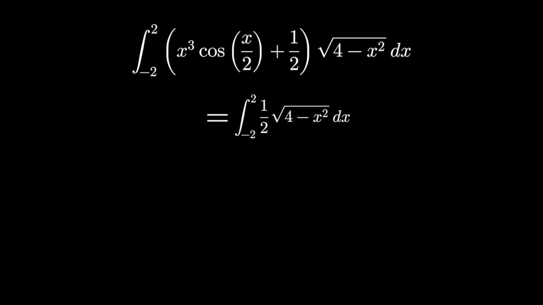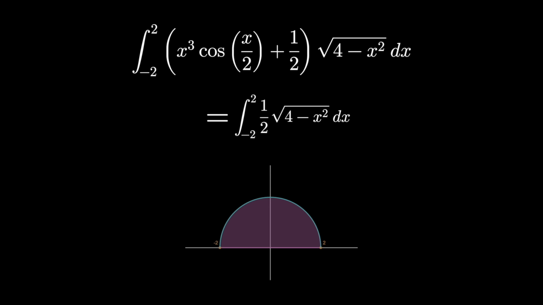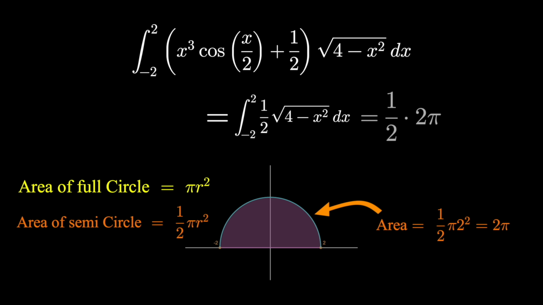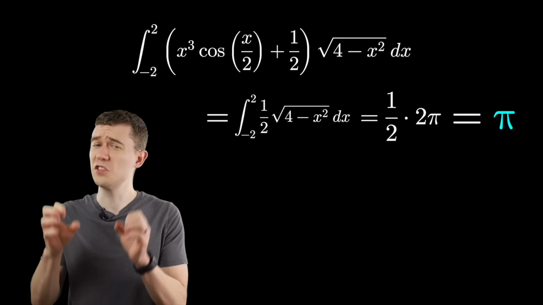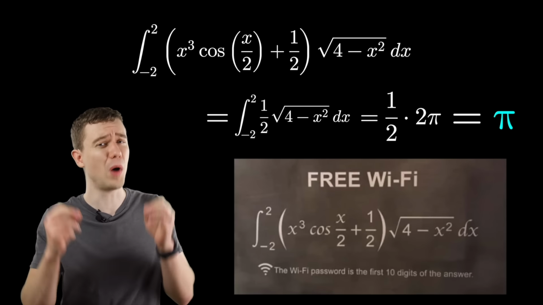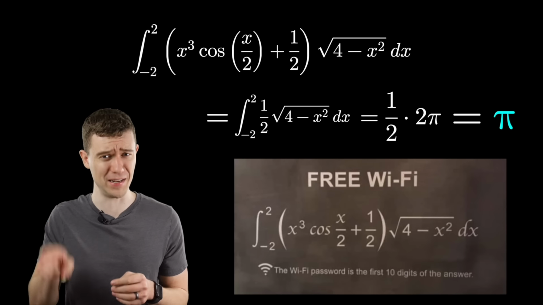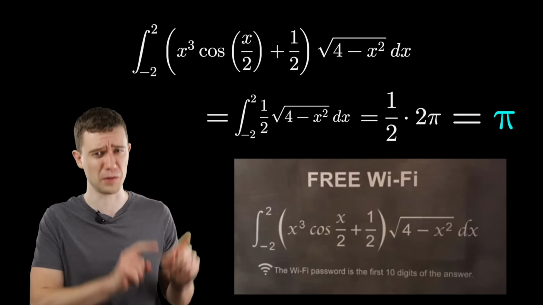Integrals are just area under the curve. And this function happens to be a semicircle of radius 2. So all we need to do is compute the area of this semicircle and multiply it by 1/2. Hey, wouldn't you know it, we're getting pi. Which is super frustrating, because the Wi-Fi password is the first 10 digits, and you'd probably have to use the internet to look up those digits in the first place.